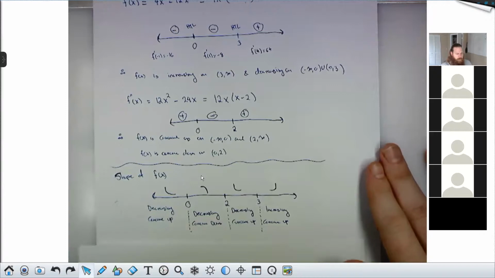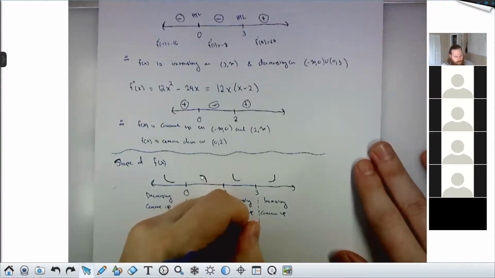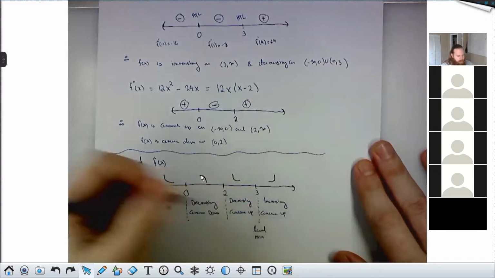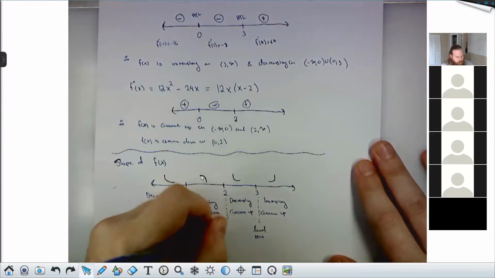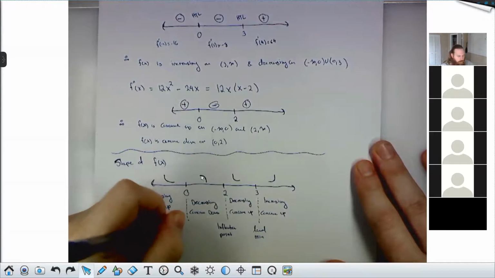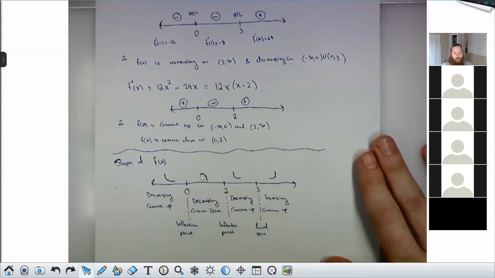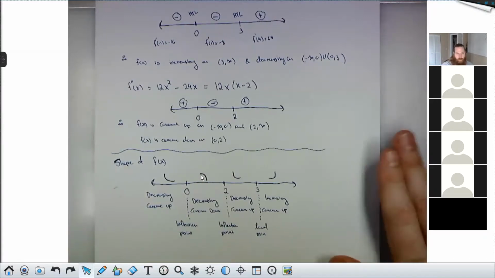The last thing you need to draw a really nice graph of f, so I'll label this here. This is a min. And these guys are inflection points. An inflection point is a place where concavity changes. You go from concave down to concave up, or vice versa.